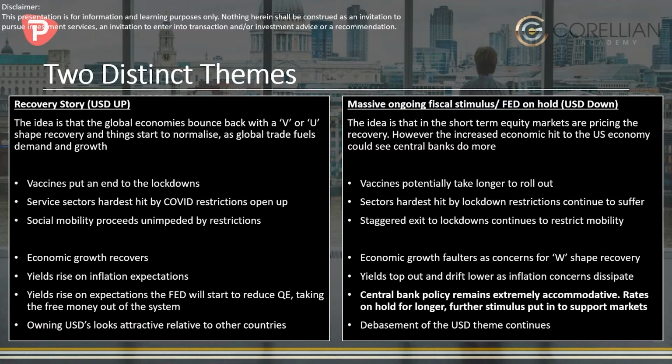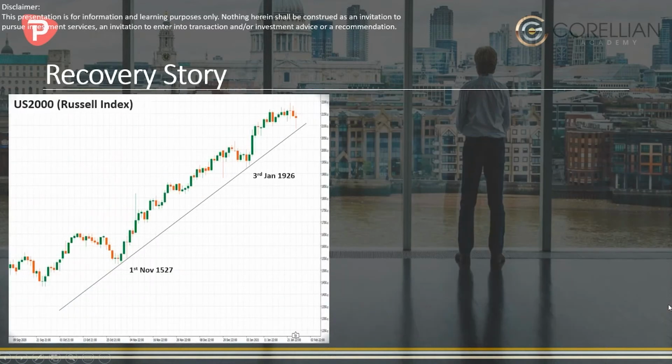We've got quite a lot of moves on the risk markets. So I think what we can do is highlight what the recovery story should look like. Now, on the screen in front of you, this is the Russell Index from the US. This is small cap equities.